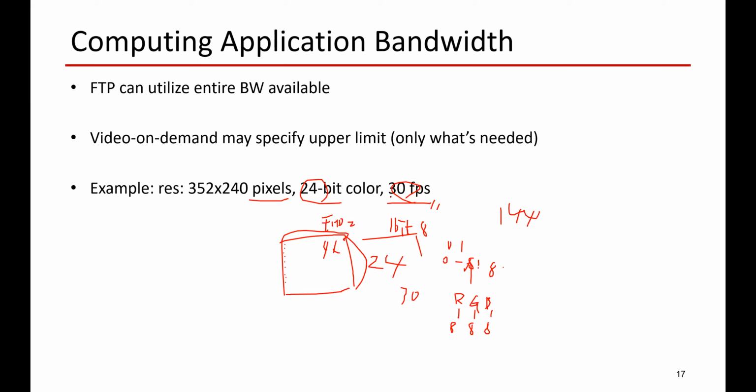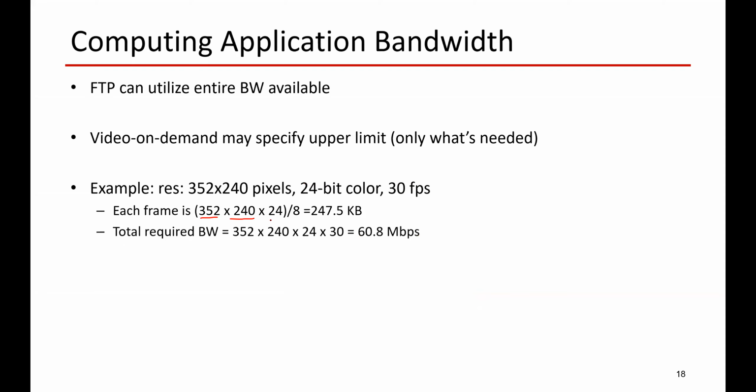Okay, so this is how you calculate it. Each frame is width multiplied by height, and I'm using 24 bits color. Then I'm making it bytes. When I want to make a byte to bit, I'm multiplying by 8. When I want to make a bit to byte, I'm dividing. Then each frame is 247 kilobyte, and total bandwidth required is, per second, I have 30 of those. So 60 Mbps. That's a basic calculation.